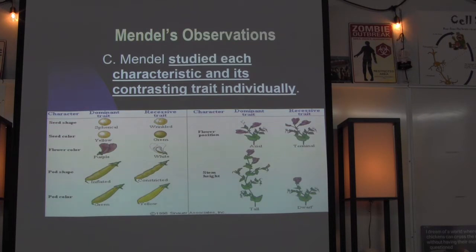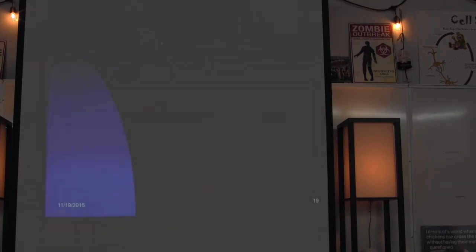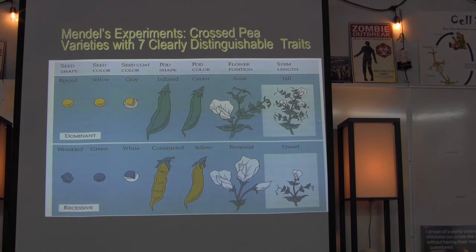All right, so he looked at 7 traits in pea plants, and we did each one individually. I gave you 3 examples that are pretty easy to remember. Once again, he figured out if it was dominant or recessive based on the offspring.